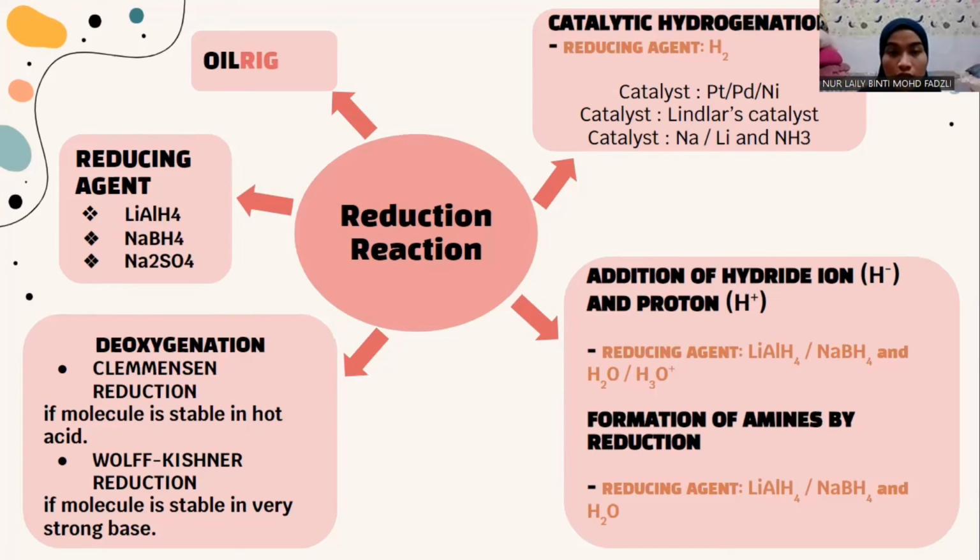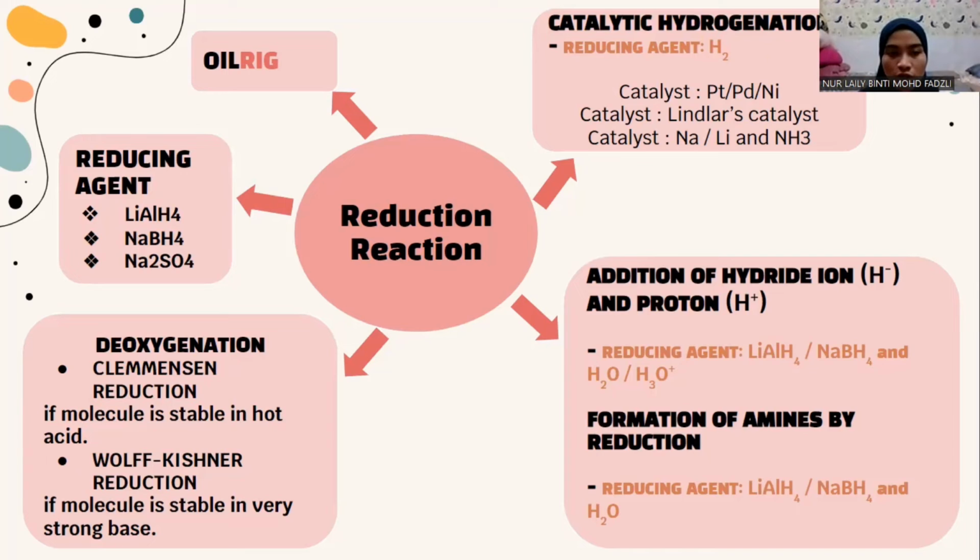The fourth one, the addition of hydride and proton, where the reducing agent is lithium aluminum hydride or sodium borohydride and water or the presence of hydronium ion. The carboxylic acid, ester, and aldehyde will form primary alcohol. However, ketone will form secondary alcohol.